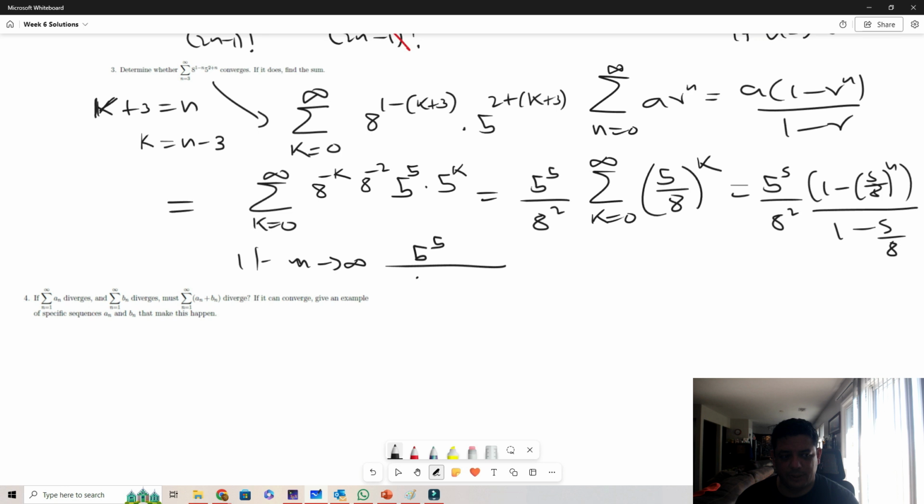So over here we're gonna have 3 over 8, and then times 8 squared here. So we can see this as 5 to the 5 over 24. And that will be the sum of number 3.